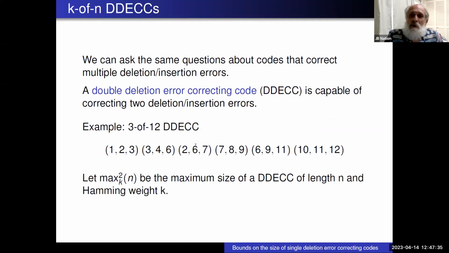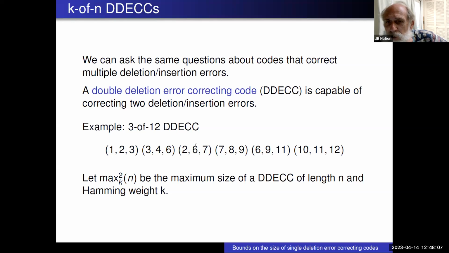Okay, a couple of extra topics, you can do double deletion error correcting codes. And we have not looked a whole lot at that. But it was interesting to try to do the 3 of 12 code. So if you're allowed to delete ones, then you better have at least 3 elements. So here's a double deletion error correcting code.